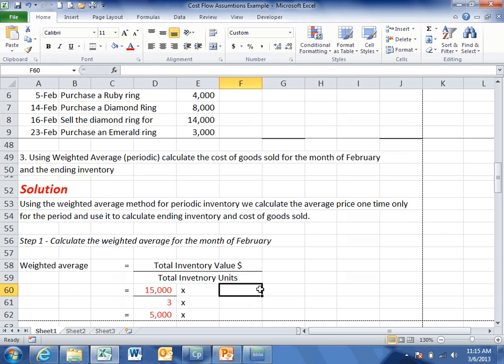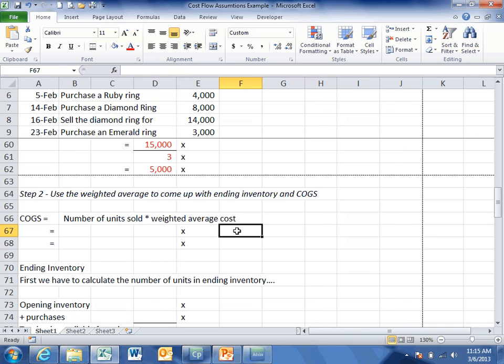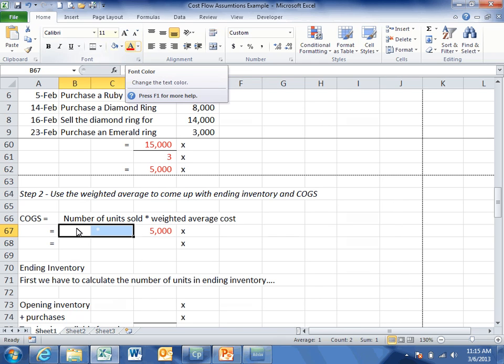We can now use that $5,000 to answer the question. We need to calculate ending inventory and cost of goods sold. To come up with our cost of goods sold, all we need to do is take that weighted average cost, which we said was $5,000, and multiply it by the number of rings we sold. The only ring that we sold during the period was on February 16th, so we sold 1 ring at an average cost of $5,000. So my cost of goods sold for the month of February using the weighted average method is $5,000.